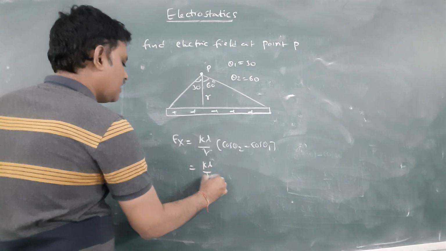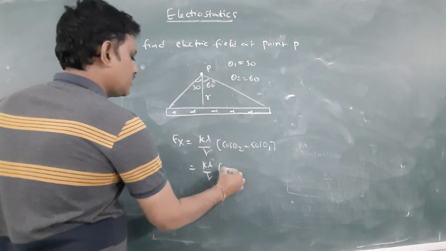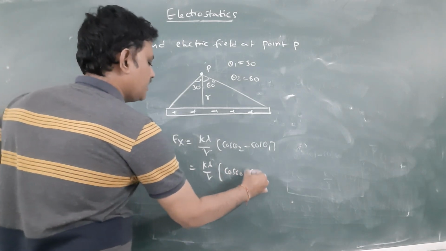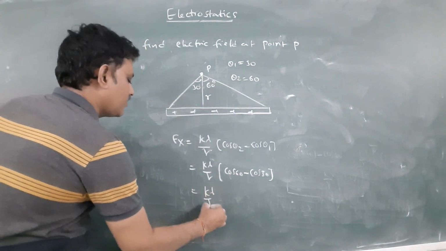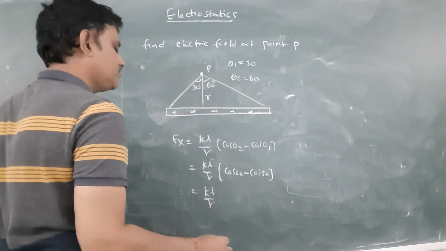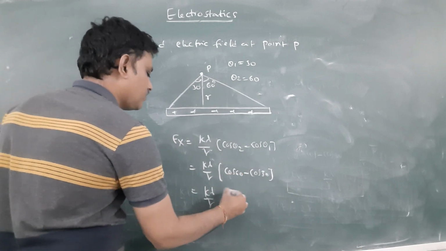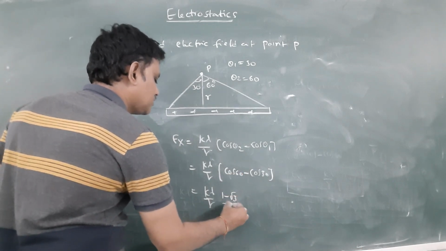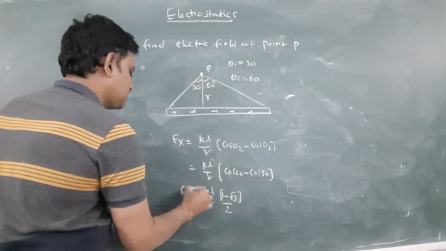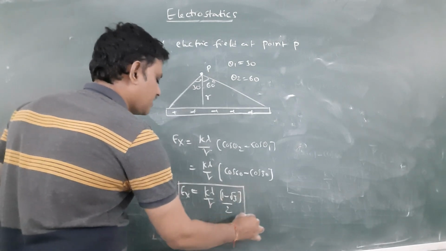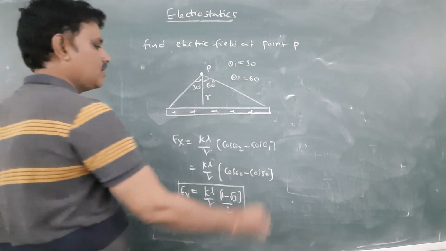So k lambda by r into cos theta 2, cos 60, minus cos 30. So k lambda by r into cos 60, which is 1 by 2, minus root 3 by 2. So 1 minus root 3 by 2, this is Ex, the x component of electric field with respect to the rod.